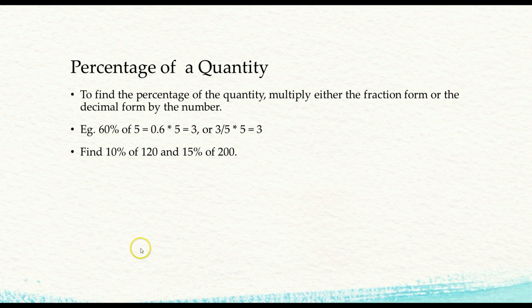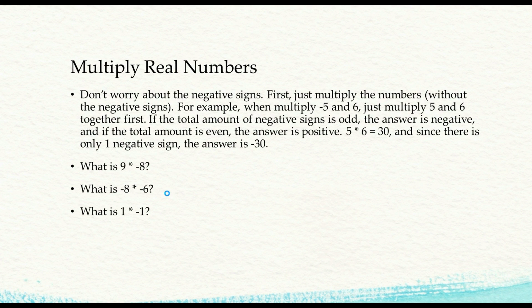Multiplying real numbers. When we multiply real numbers, we don't really have to worry about the negative signs. So first we just multiply the numbers without the negative signs. For example, when we multiply negative 5 and 6, just multiply 5 and 6 together first. If the total amount of negative signs is odd, the answer is negative. And if the total amount is even, the answer is positive. 5 times 6 is 30, and since there's only one negative sign, the answer will be negative 30.